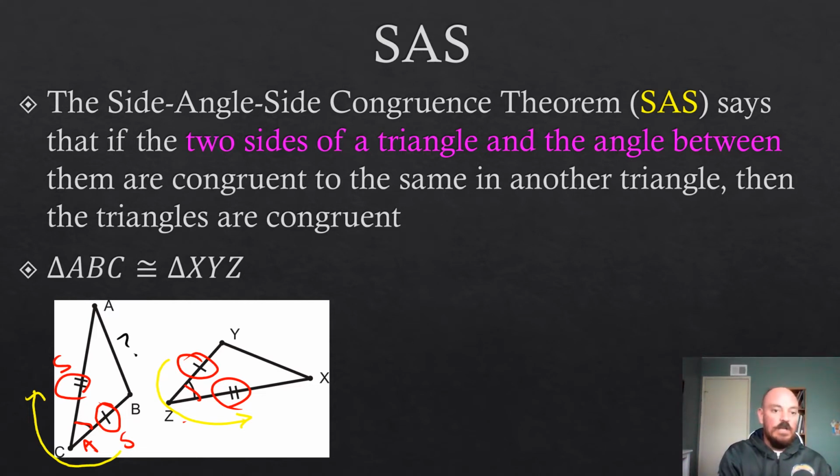I have this question mark. I don't know how long that side is. I don't know if this side is congruent to anything. Just by the SAS in order being the same in both triangles, that's enough to say the triangles are congruent.